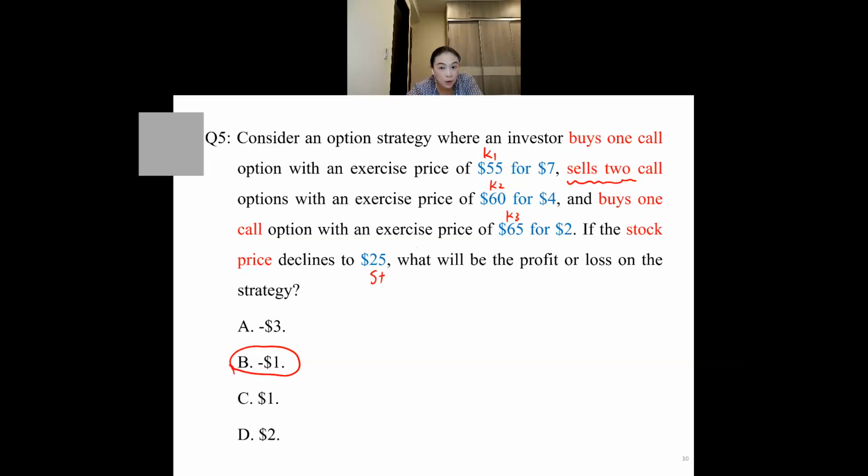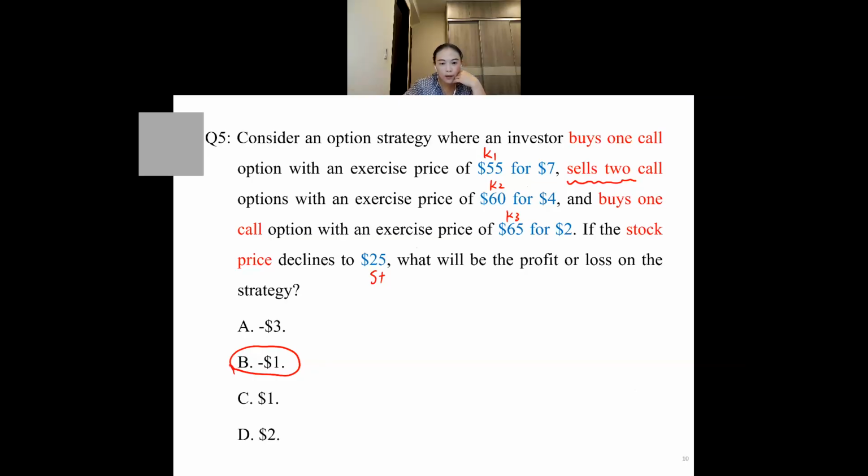That's the premium, but remember you short 2, so the 4 has to be times 2 for your total premium income. And buy one call option with an exercise price of $65 for $2. If the stock price declines to 25, that's the ST, what will be the profit or loss on the strategy? Basically, you have to combine all the payoffs for these 4 positions together.